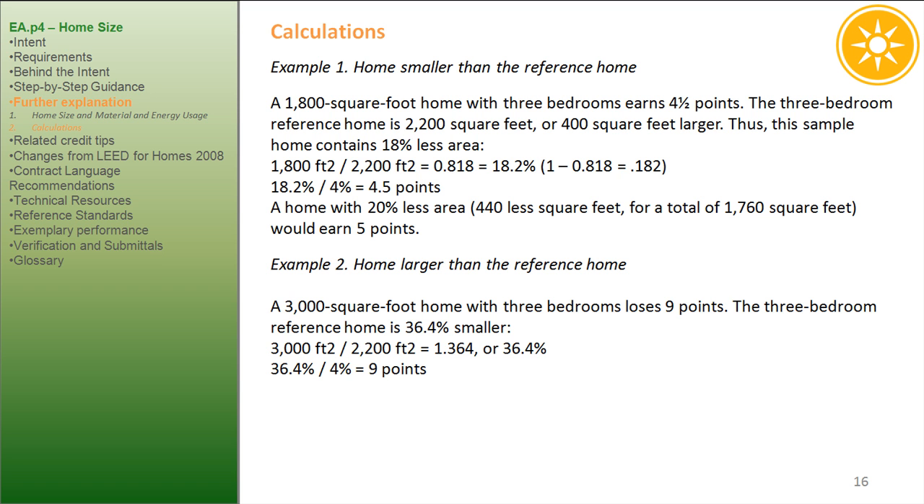A home with 20% less area, 440 fewer square feet, for a total of 1,760 square feet, would earn 5 points. Example 2. Home larger than the reference home. A 3,000 square foot home with 3 bedrooms loses 9 points. The 3-bedroom reference home is 36.4% smaller. 3,000 square feet over 2,200 square feet equals 1.364, or 36.4%. 36.4% over 4% equals 9 points.